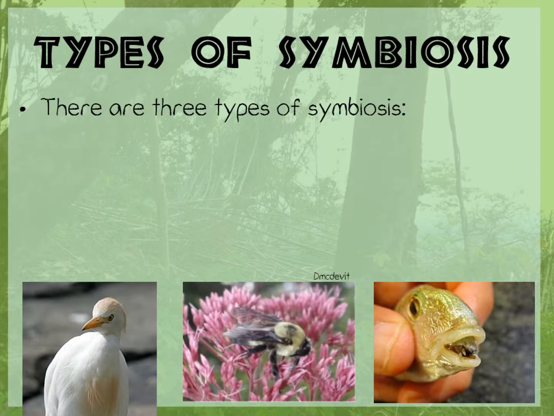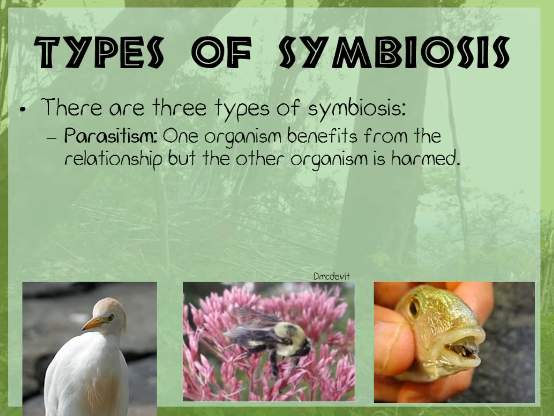So the types of symbiosis are parasitism, where one organism benefits from the relationship but the other organism is harmed, such as the tongue-eating fish louse that you see there on the right-hand side. This louse gets inside the fish's mouth, eats its tongue, and then replaces it, allowing it to chomp down on any of the other food that the fish might decide to eat.